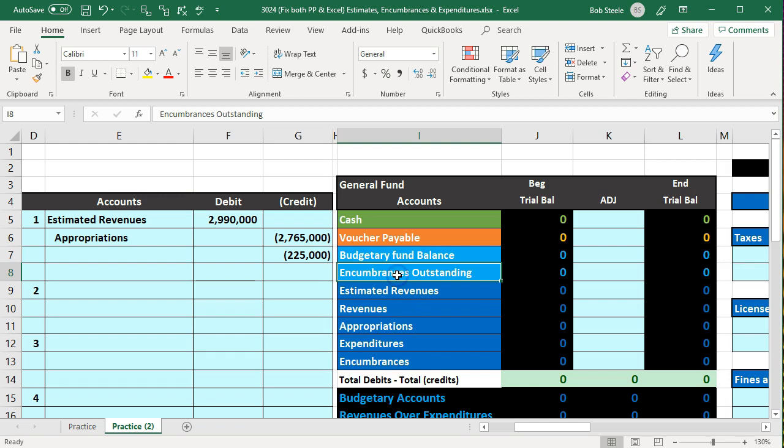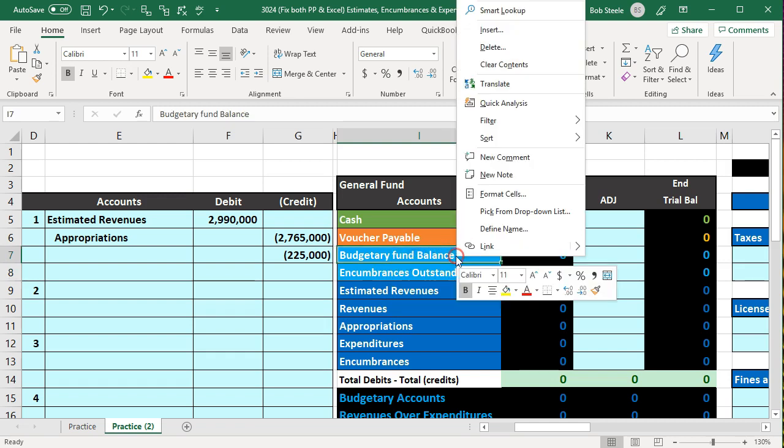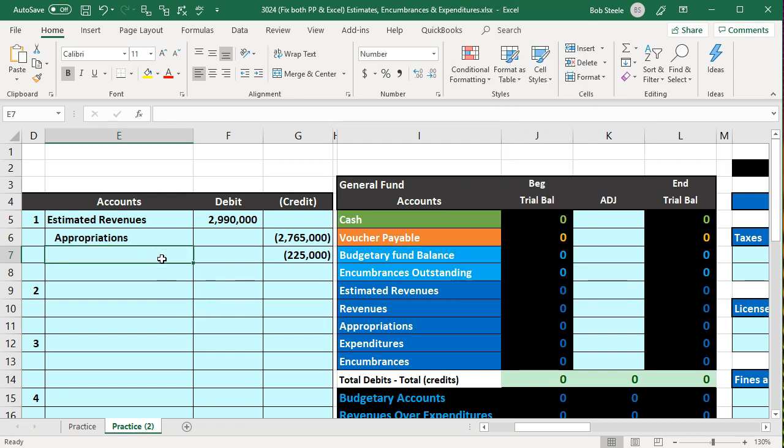So we're going to put some account up here. We're just going to call it the budgetary fund balance. Budgetary fund balance. And so I'm going to say equals the budgetary fund balance. And there we have it. So now we'll record this out.